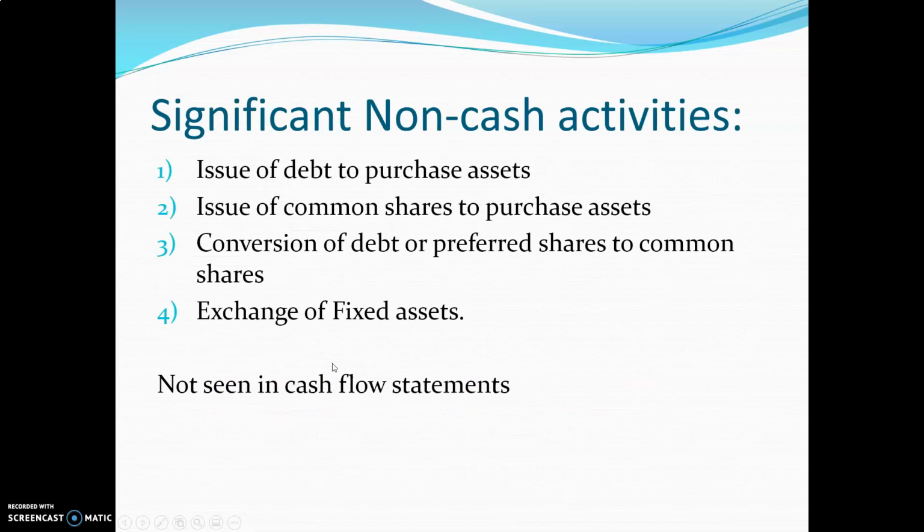So let's go ahead and take a look at a little bit more. Significant non-cash activities. So this is what gets covered in accrual basis of accounting, whereas cash basis wouldn't. The issue of debt to purchase assets wouldn't be journalized in a cash basis. Issue of common shares to purchase assets. The conversion of debt or preferred shares to common shares. And the exchange of fixed assets. These are things, again, emphasizing that they are not seen on cash flow statements.